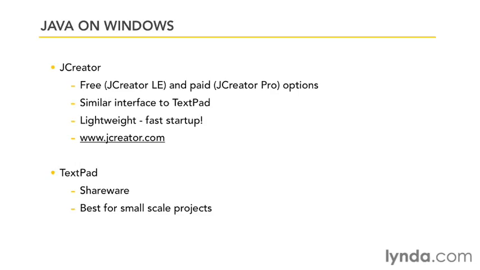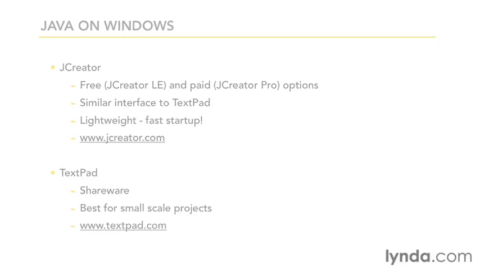TextPad has the ability to hook into the JDK commands, such as java and javac, the compiler, to compile and run small Java applications. It's shareware, not free, but it's pretty inexpensive, and it's available from www.textpad.com. So that's a look at products that are unique to Mac and Windows.